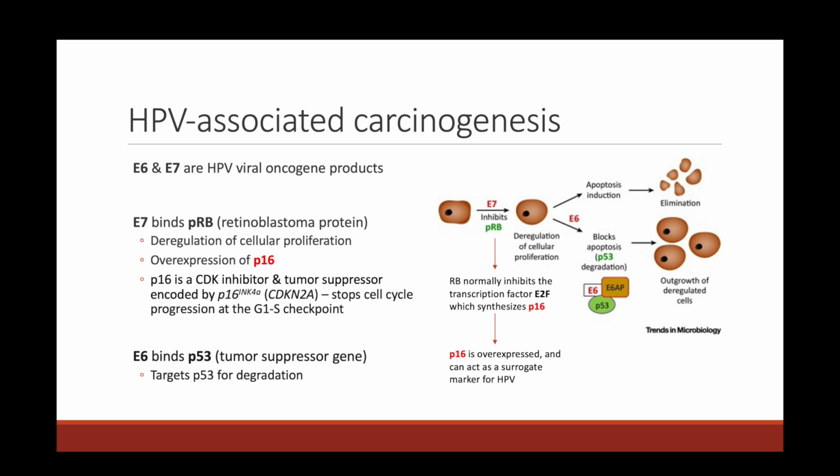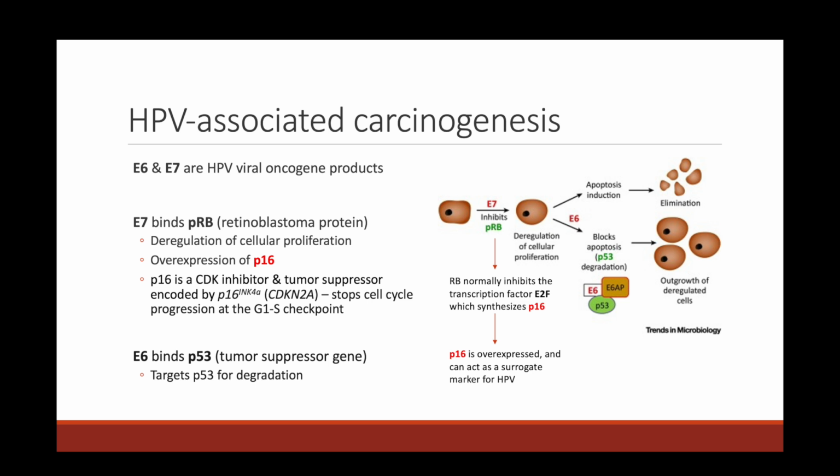P16 itself is a CDK inhibitor, and it's a tumor suppressor, which is encoded by the P16 INK4A, also known as CDKN2A. And this tumor suppressor functions by stopping the cell cycle progression at the G1/S checkpoint. So, long story short, the E7 protein binding to RB ends up leading to increased expression of P16, which can act as a surrogate for HPV.